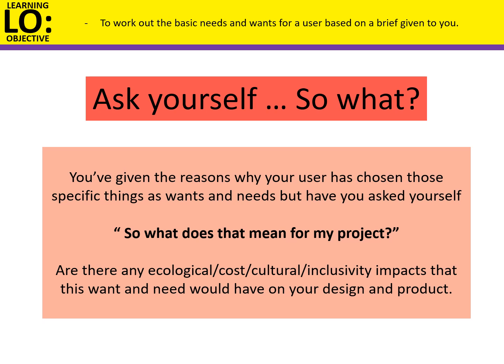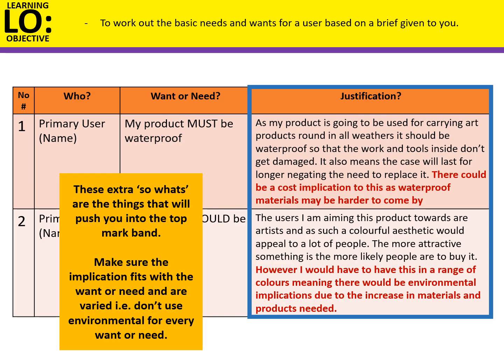Are there any ecological, cost, cultural, inclusivity impacts that this want and need would have on your design and product. You should try and get one of these for each of your justifications. So, for instance, for my waterproof one, I've talked about how things won't get damaged, the case won't get damaged. But then I've thought there's going to be a cost implication for this because waterproof materials are going to cost more and be harder to come by. So I've added that into the end.